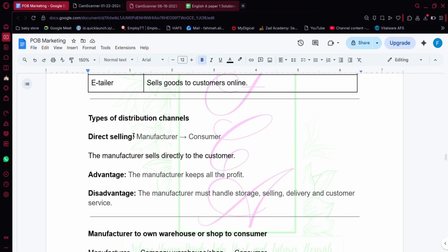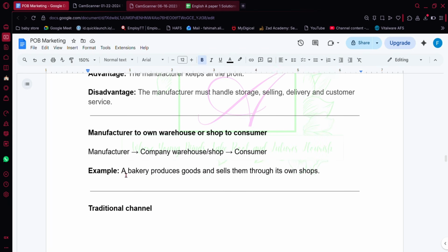So we have direct selling, which is from the manufacturer to the customer. This is an advantage because the manufacturer keeps all the profit. But it's also a disadvantage as the manufacturer must handle the storage, selling, delivery, and customer service.